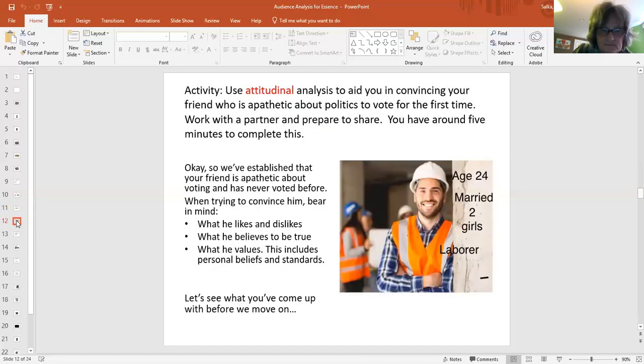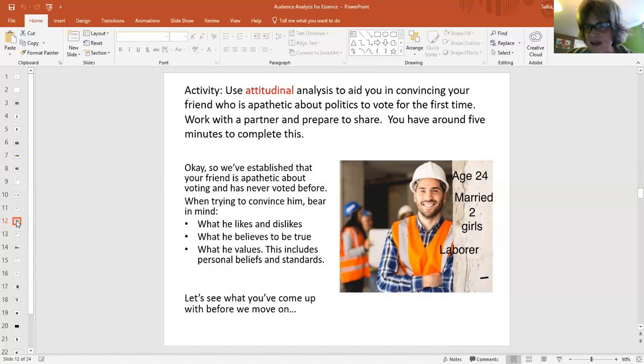All right. So this is actually going to be the last part of today's lecture. Okay. So, and this is a presidential election year. So this is kind of important that you convince all of your friends to vote. So we have to convince this young man to vote for the first time. So try to use attitudinal analysis to aid you in convincing your friend who is apathetic about politics to vote for the very first time.